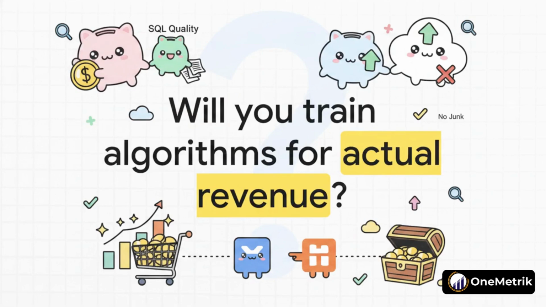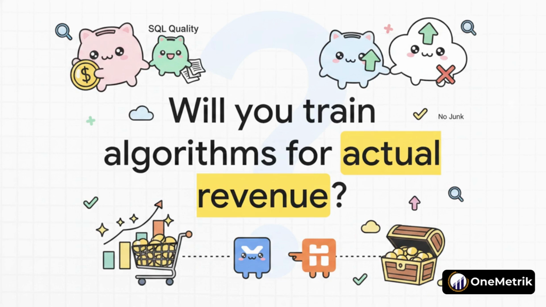So, what does this all mean? We arrive at our final question. The data is super clear. Shifting to offline conversion tracking can yield a 20 to 40% improvement in SQL quality for B2B SaaS companies. It drastically reduces junk leads and lowers your overall customer acquisition cost.